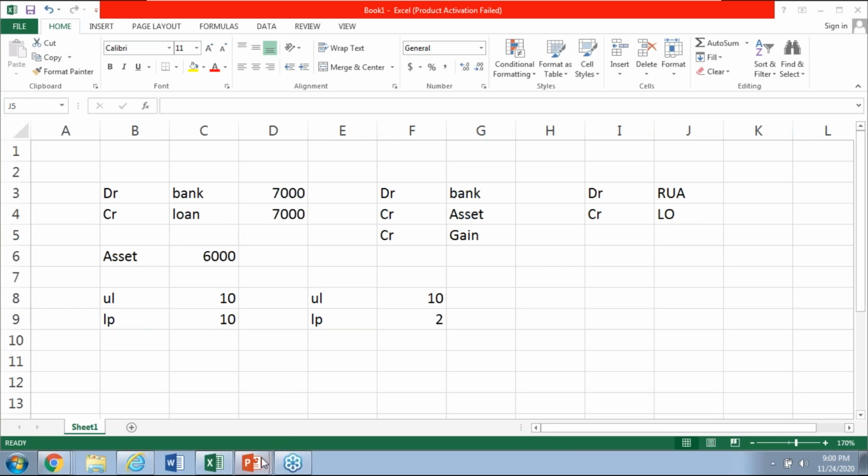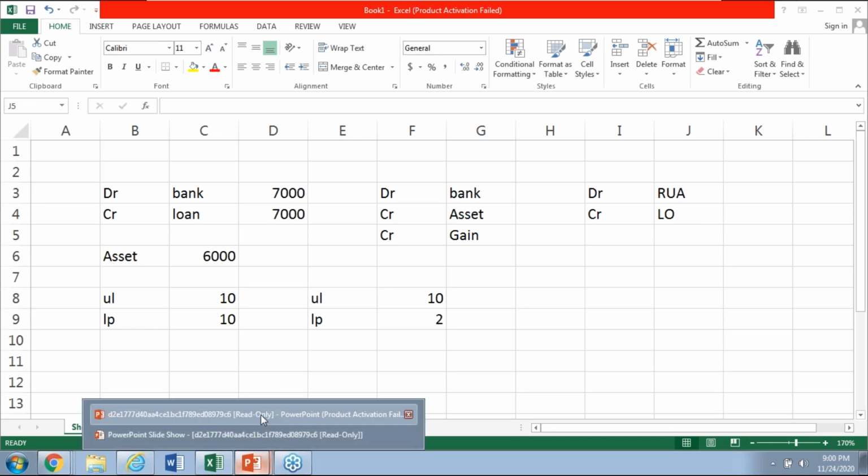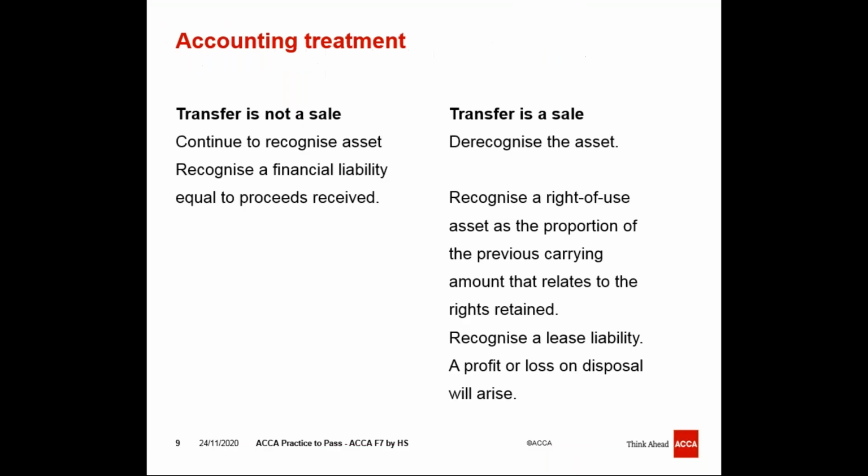Okay. So now we are going to see the treatment when the transfer is a sale. Just read the treatment very carefully. The first is to de-recognize the asset. Second, recognize a right to use the asset as a proportion of the previous carrying amount that relates to the right retained. Then recognize a lease liability, and a profit or loss on disposal will arise.